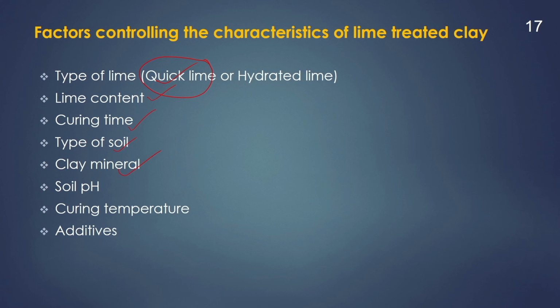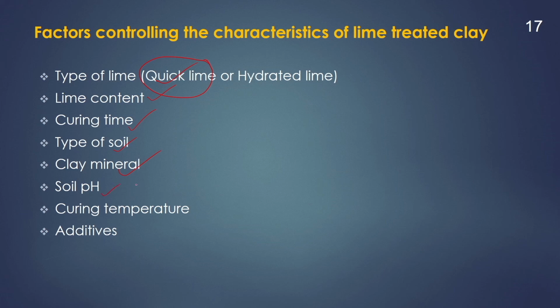The next comes the clay minerals. As the cation exchange process or specific surface area of the soil controls the soil lime reaction, generally clay with a higher amount of cation exchange capacity or higher specific surface area can be treated more effectively using lime in comparison to the other minerals.